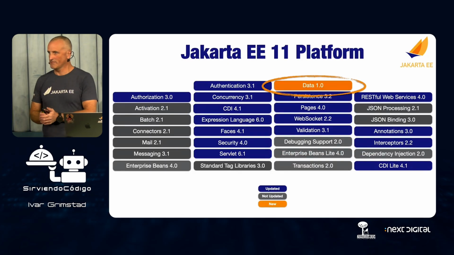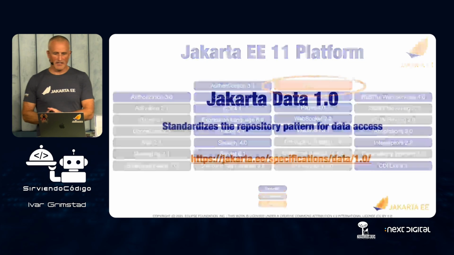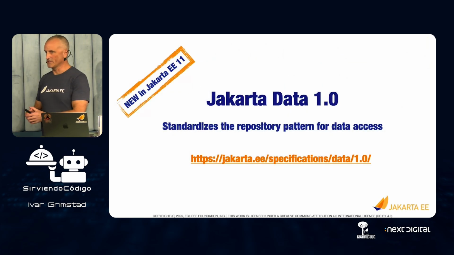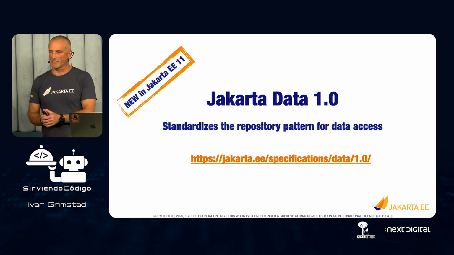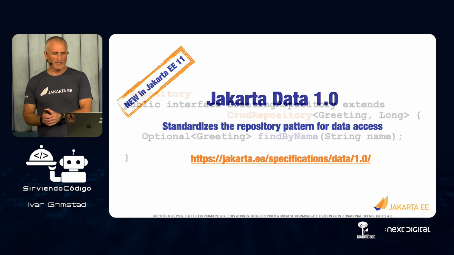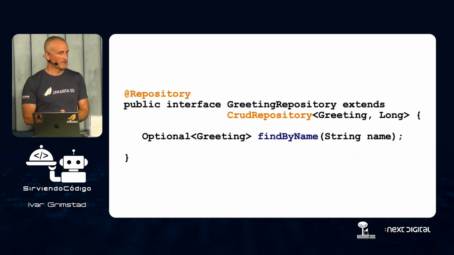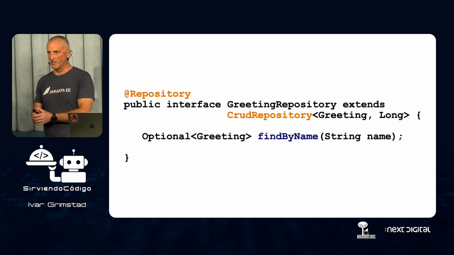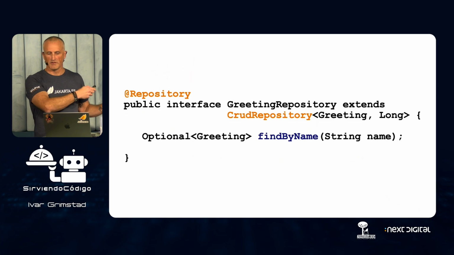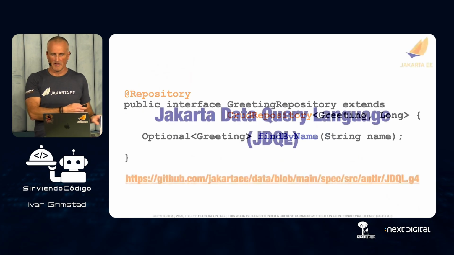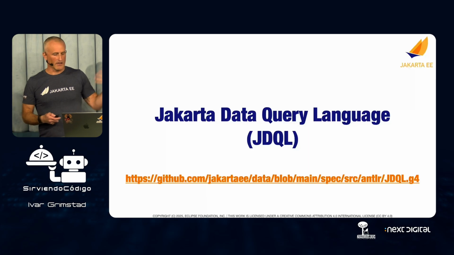Then we have Data. And Data is a new specification. Data standardizes the repository pattern for data access. And this may sound familiar. Right? So if you're a Spring developer, you probably have seen this code before. But this isn't Spring code. This is Jakarta code. This is Jakarta Data. And I'll demo it in a minute.